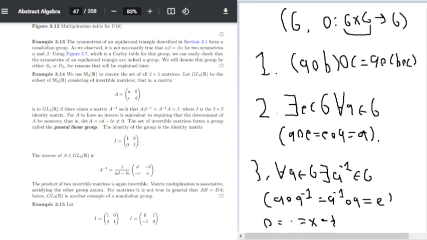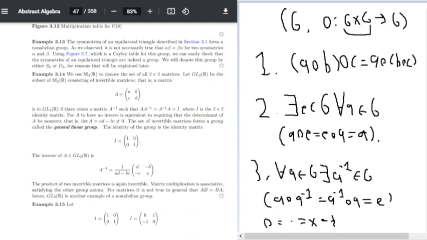Now, example 3.14. We will use M sub 2 of R to denote the set of all 2x2 matrices. This is kind of a lie. M2 of R denotes the set of all 2x2 matrices with real valued entries. So for example, M2 of C would be the set of all 2x2 matrices with complex entries. Let GL2 of R be the subset of M2 of R consisting of invertible matrices.